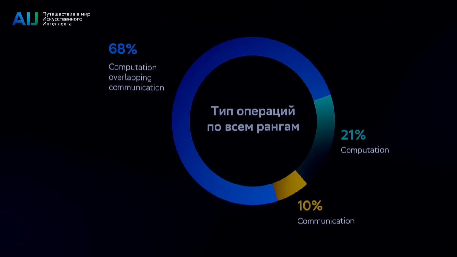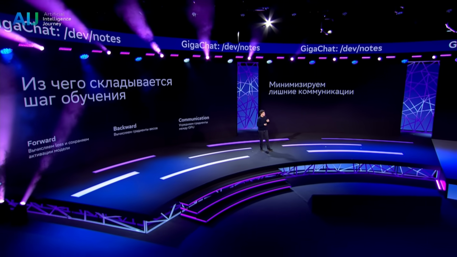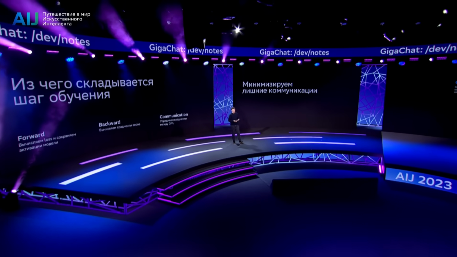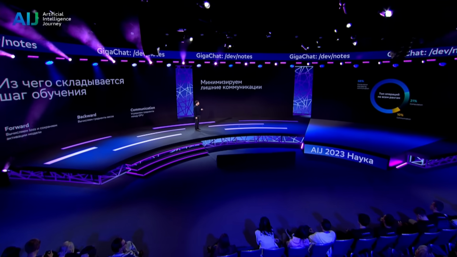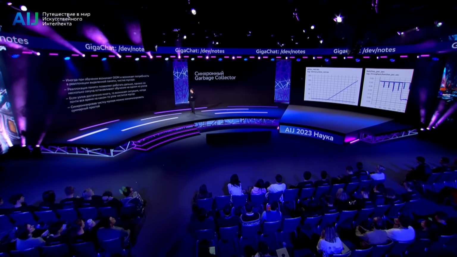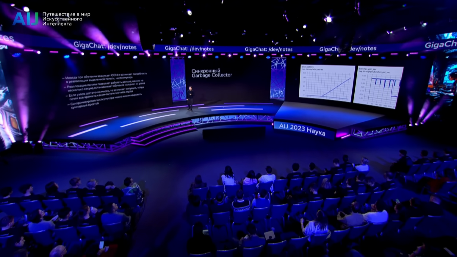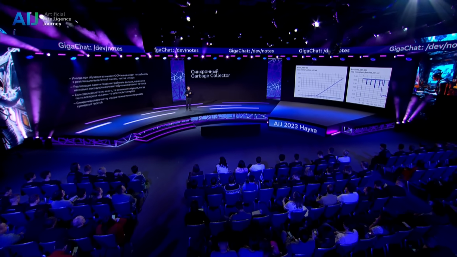This is calculation. We continue calculating the new batch and continue communicating. And then there is real calculation without communication slowing it down. Synchronous batch collector. A big problem that we were able to solve.